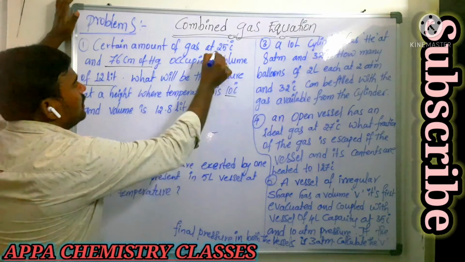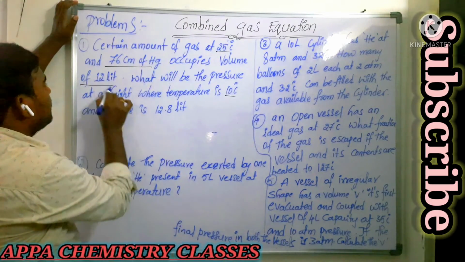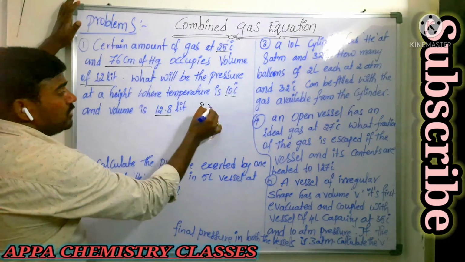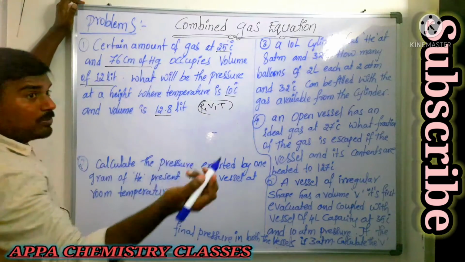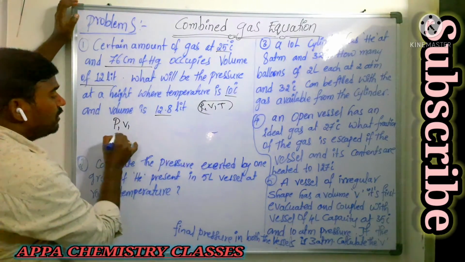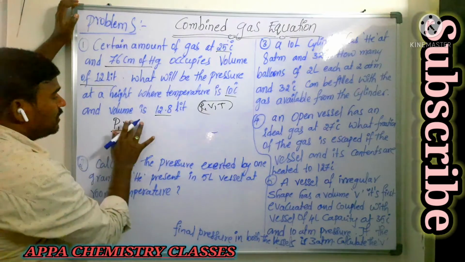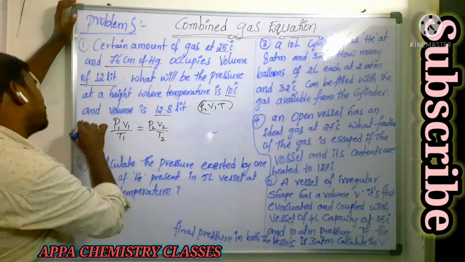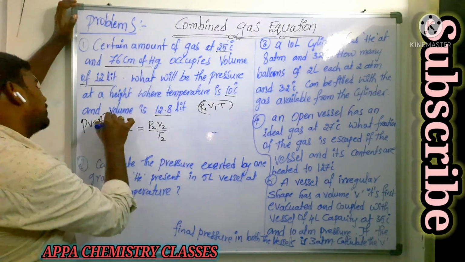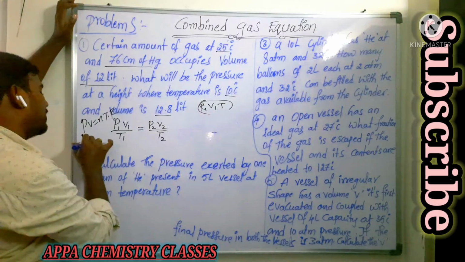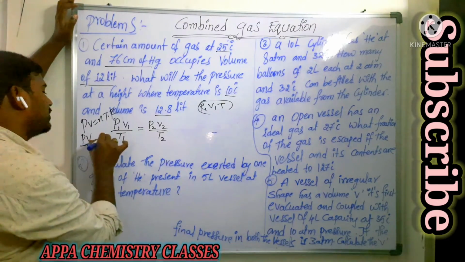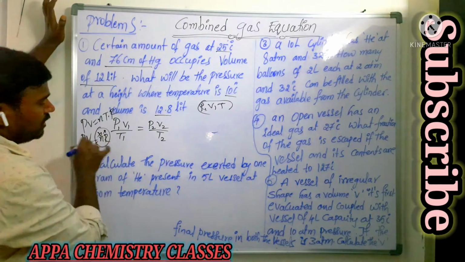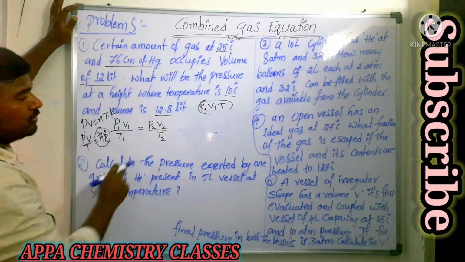Here the temperature is variable, the pressure is variable and the volume is also variable. So what relation between pressure, volume and temperature do we have to take? From the combined gas equation we get P1 V1 by T1 is equal to P2 V2 by T2. How did you get this one? PV is equal to nRT. So from this you get PV by T is equal to n into R. Here they say a certain amount of gas, that is n is constant, R is constant. So PV by T is constant.